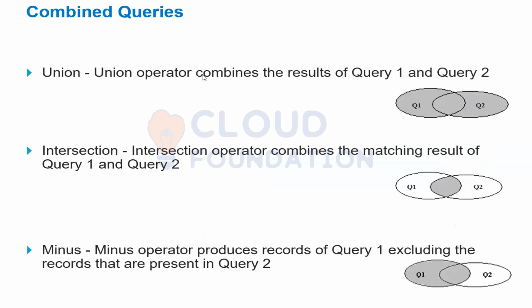If you see here, this is the example. Union operator combines the results of query 1 and query 2. Q1 union Q2 means it is a total set of values. Intersection operator combines the matching result of query 1 and query 2. So whatever is matching between both, only that will come. That is the intersection. Minus operator produces records of query 1, excluding the records that are present in query 2. Q1 minus Q2: total Q1, it will exclude this part which is matching with Q2 and we will only get this part. That is called a minus operator.